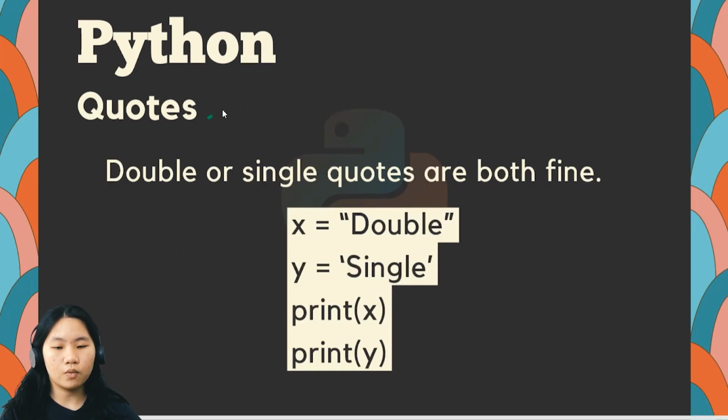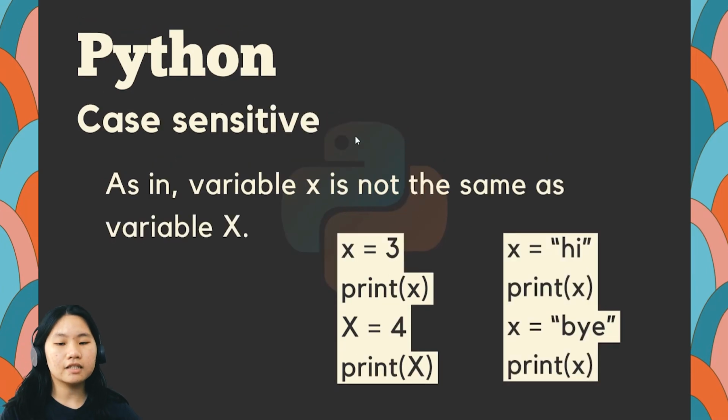Next up, quotes. Now, do you use double or do you use single quotes? To be honest, either one is fine. Next up, the concept of case sensitivity. So with Python, a capitalized letter is not the same as a lowercase letter. Now, variable X is not the same as variable x.